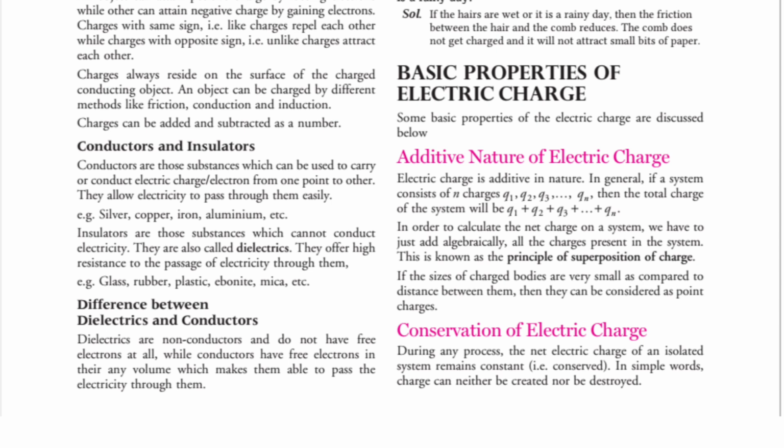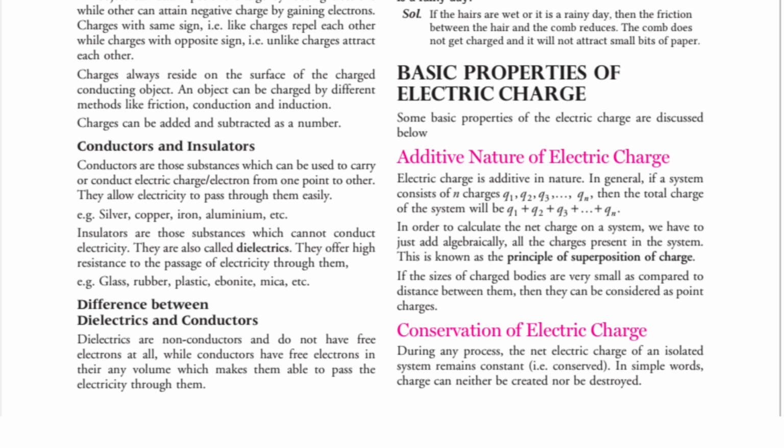मतलब electric charge जो हमारा रहेगा, for example वो additive in nature रहेगा, so that will be Q1 plus Q2 plus Q3 plus Qn. Okay, so in order to calculate the net charge on a system, we have to just add algebraically all the charges present in the system. This is known as the principle of superposition of charge. Okay, उसको हम क्या बोलेंगे? प्रिंसिपल ऑफ सुपरपोजिशन ऑफ चार्ज बोलेंगे.